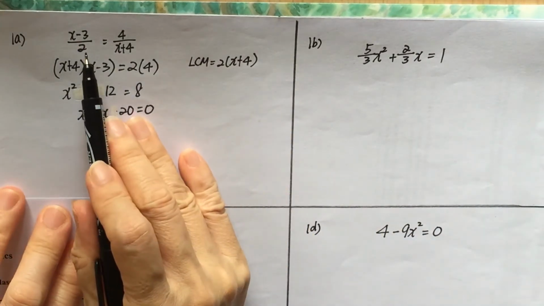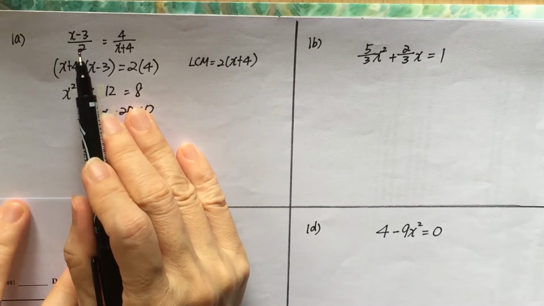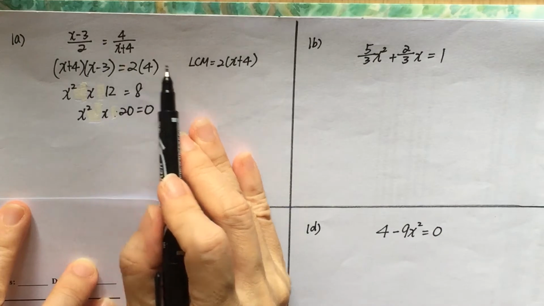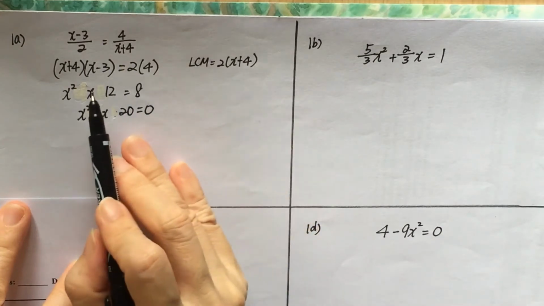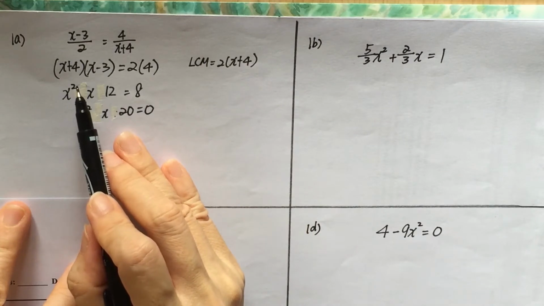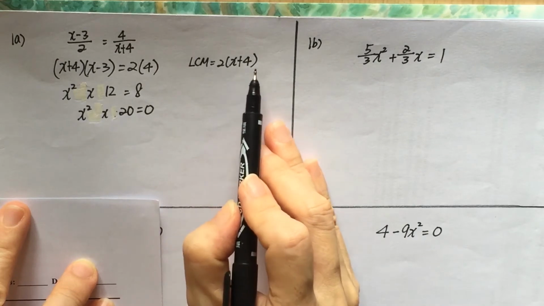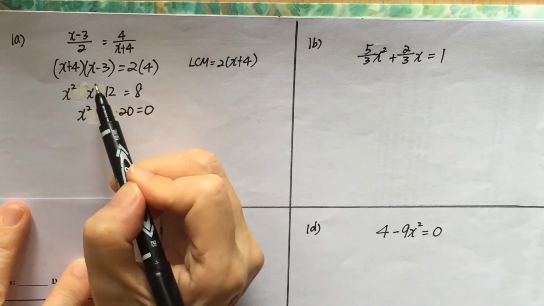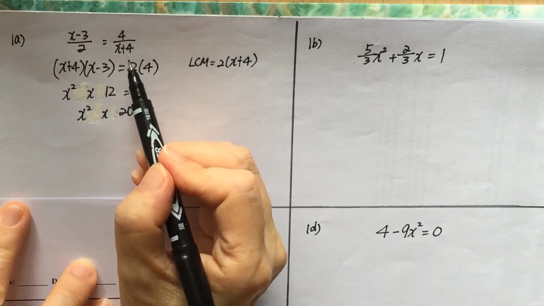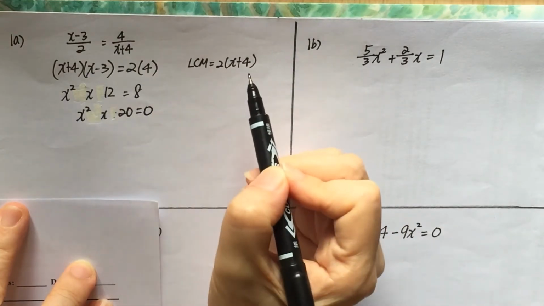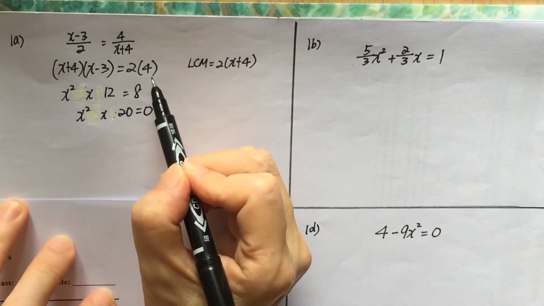Okay, first question, 1a. This is the equation we have. Denominator is 2 and x plus 4. So we multiply both sides by the common denominator, the LCM, which is 2 and x plus 4. When 2 and x plus 4 multiplied to the left side, I have x plus 4 times x minus 3. For the other side, x plus 4 cancels with the x plus 4, so I'm left with 2 multiplied with the 4.